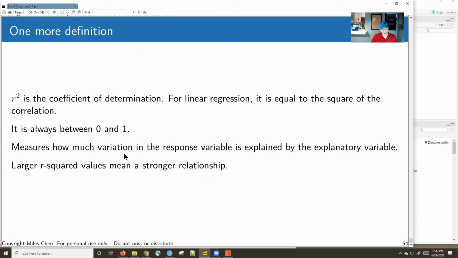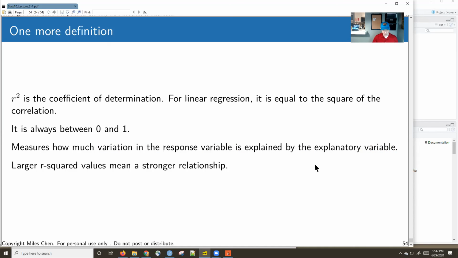There's one more definition, and this is called R-squared, the coefficient of determination. You just take your correlation value and you square it. You're always going to get a value between 0 and 1, because negative values, when you square them, become positive. So correlation goes from -1 to +1, and R-squared will go from 0 to +1. And the technical definition is how much variation in the response variable is explained by the explanatory variable.